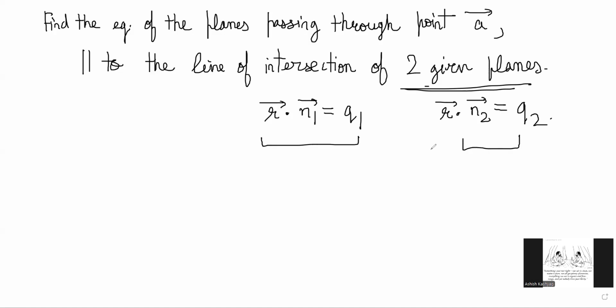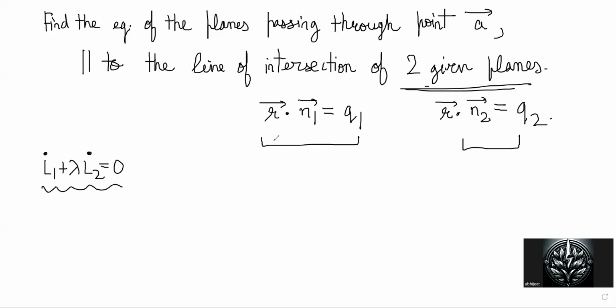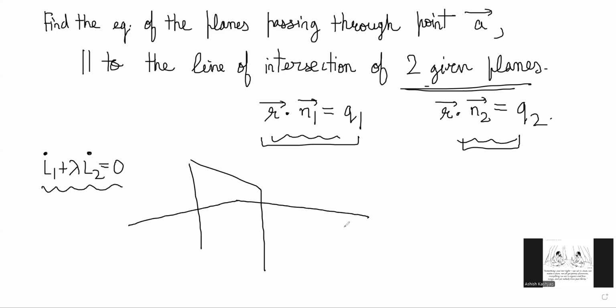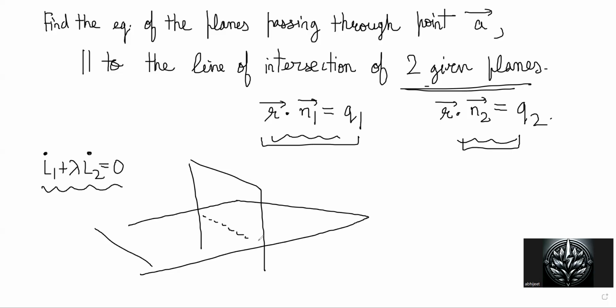So you have learnt in basic conics, basic straight lines and all, also the family of lines concept, right? The family of lines concept was what? L1 plus lambda L2 is equal to 0 will be the equation of all possible lines through the point of intersection of these two. So what we can say here is we have two planes. Any two planes always intersect in a line. You know this concept, right? You can see that this is plane 1, this is plane 2. The line of intersection is there. Let's call this line L.